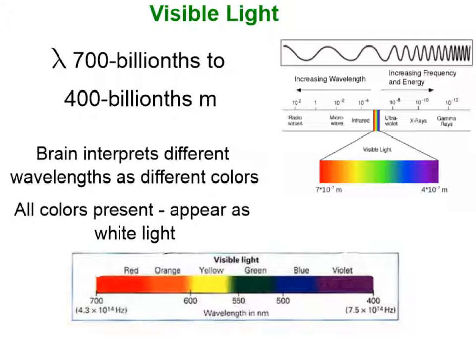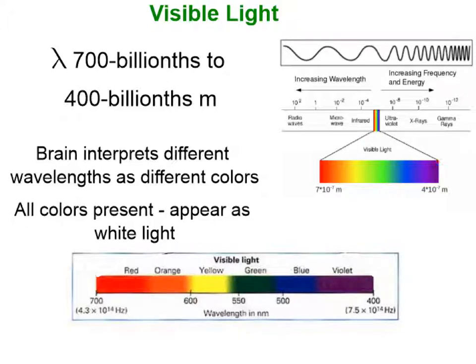And that brings us to visible light. Visible light differs from radio waves, microwaves, and infrared waves only by its frequency, wavelength, and energy. Visible light is in the wavelength range of 700 billionths to 400 billionths of a meter, and we're right here.